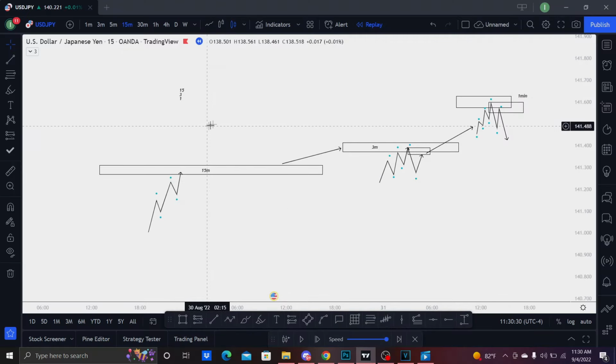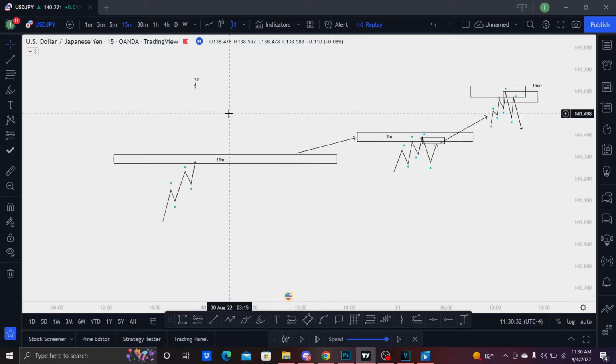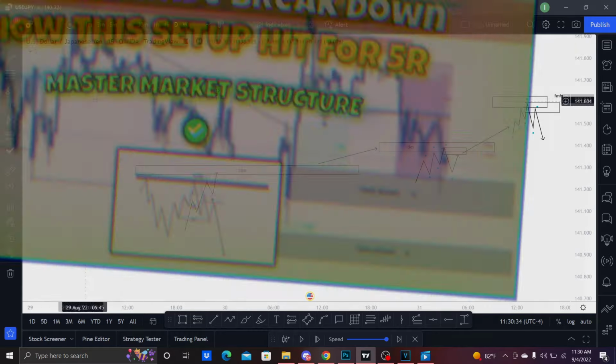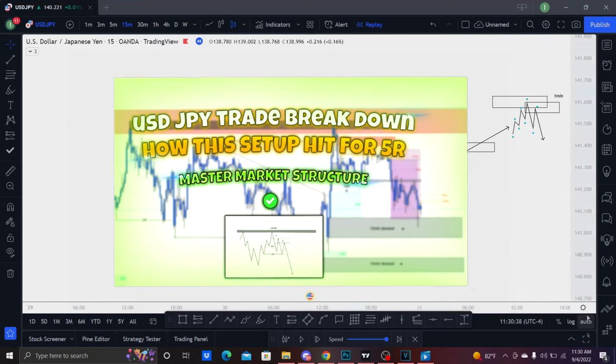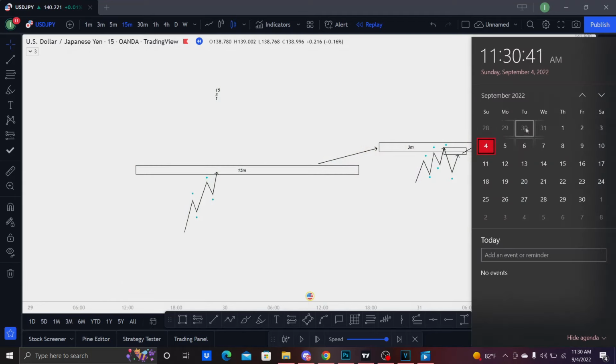Guys, I'm going to keep this quick. I just wanted to come on here to show you how I caught this USD JPY setup on Tuesday, which was the 30th.